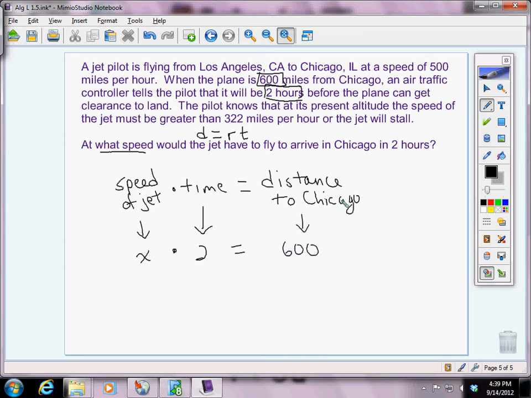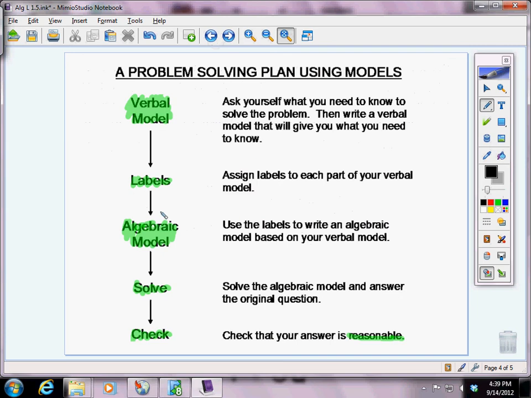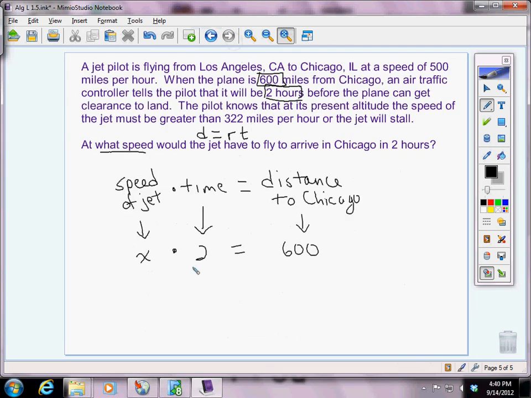Okay. Now, if you look at our model here, I kind of combined these two steps. I labeled it, and I labeled it into our algebraic model. Again, just a little bit of a shortcut. But if you wanted to write it off to the side, speed equals x, that's fine. Time equals 2, that's no problem there.